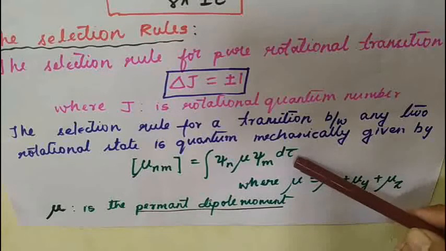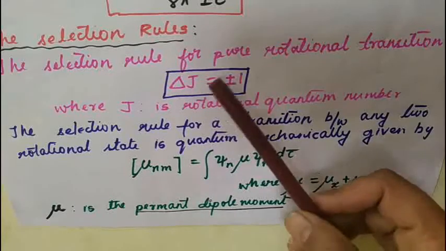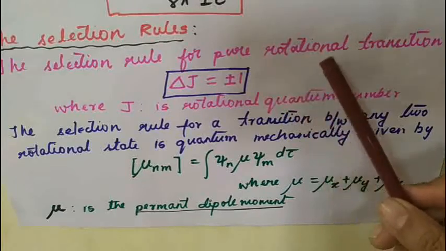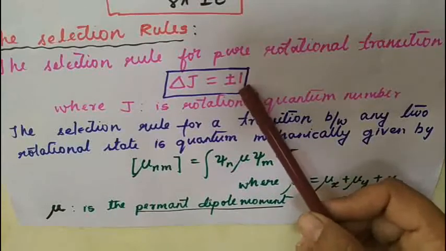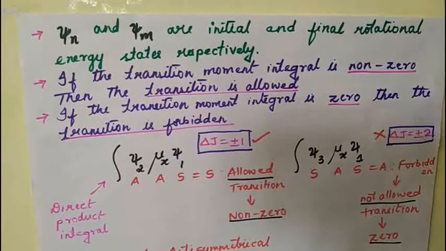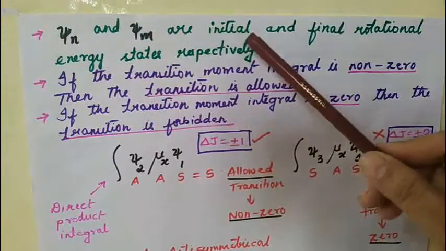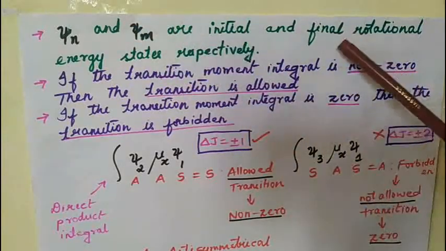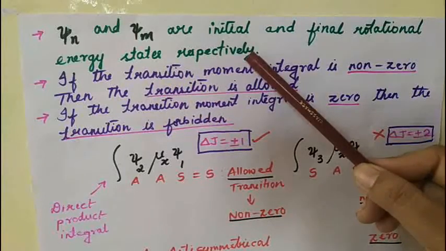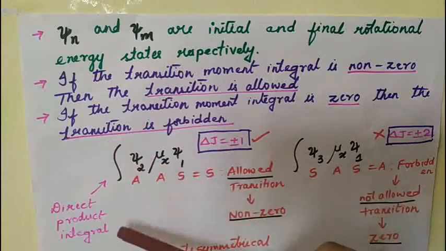D tau is the volume element, where we consider x, y and z directions. Finally, you should remember the selection rule for pure rotational transition: delta J is equal to plus or minus 1. From the direct product integral, psi subscript n is the initial rotational energy state and psi subscript m is the final rotational energy state. To find the selection rule, we have to analyze this direct product integral.